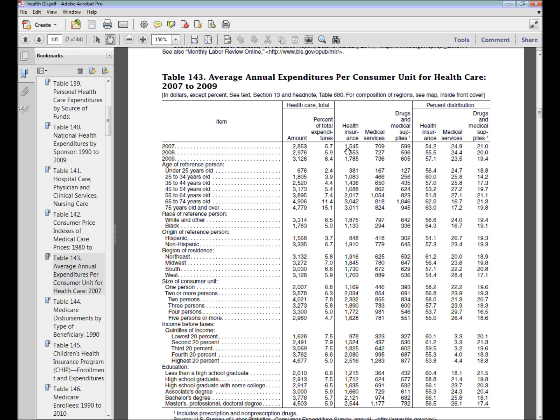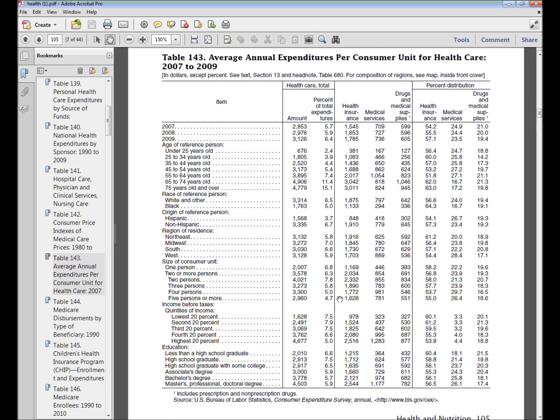This then looks at the amount spent on health insurance, medical services, and drugs and medical supplies. This final column looks at the distribution, so that of this $2,853 that a consumer unit spent, 54.2% of that went towards health insurance, 24.9% went towards medical services, and 21% went to drugs and medical supplies. So it's very important to carefully read these tables.